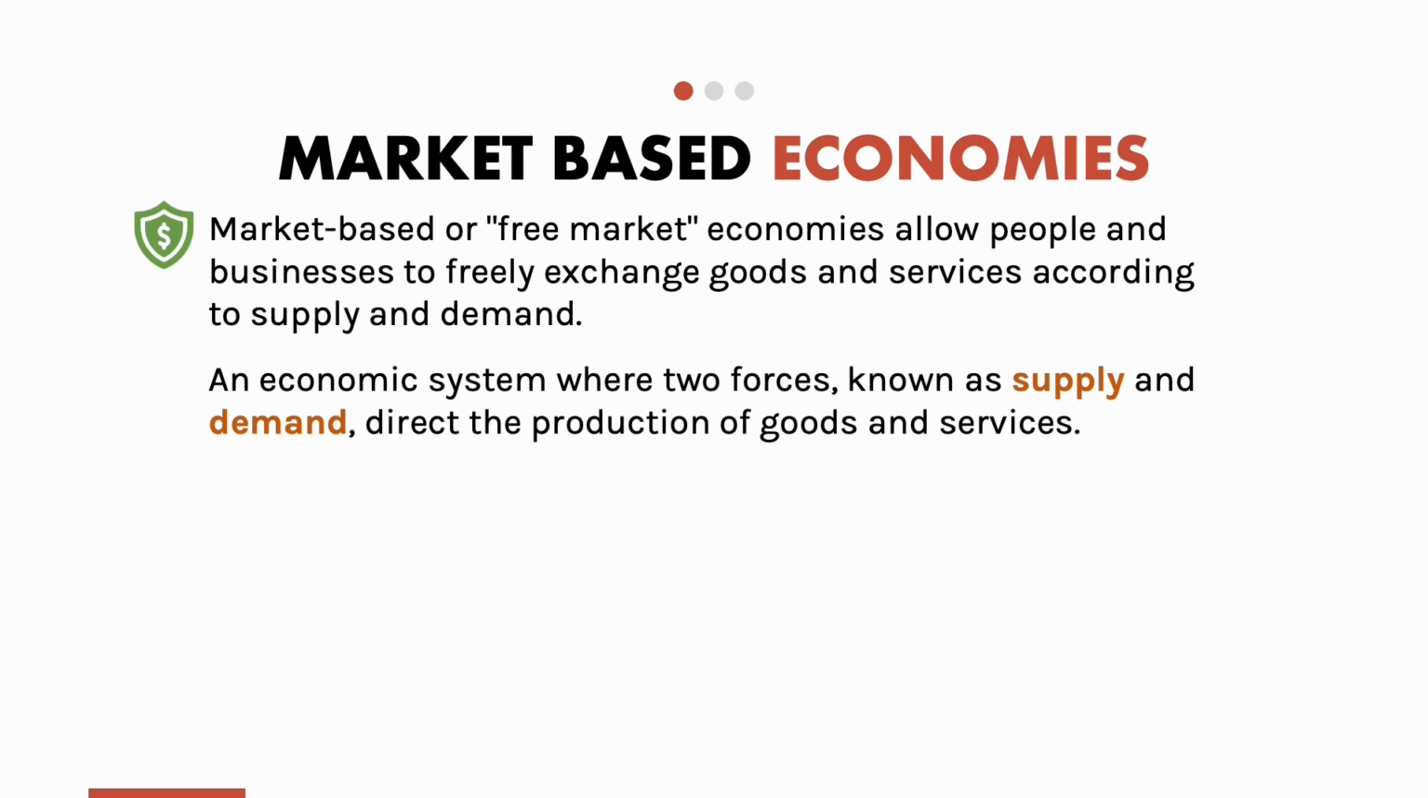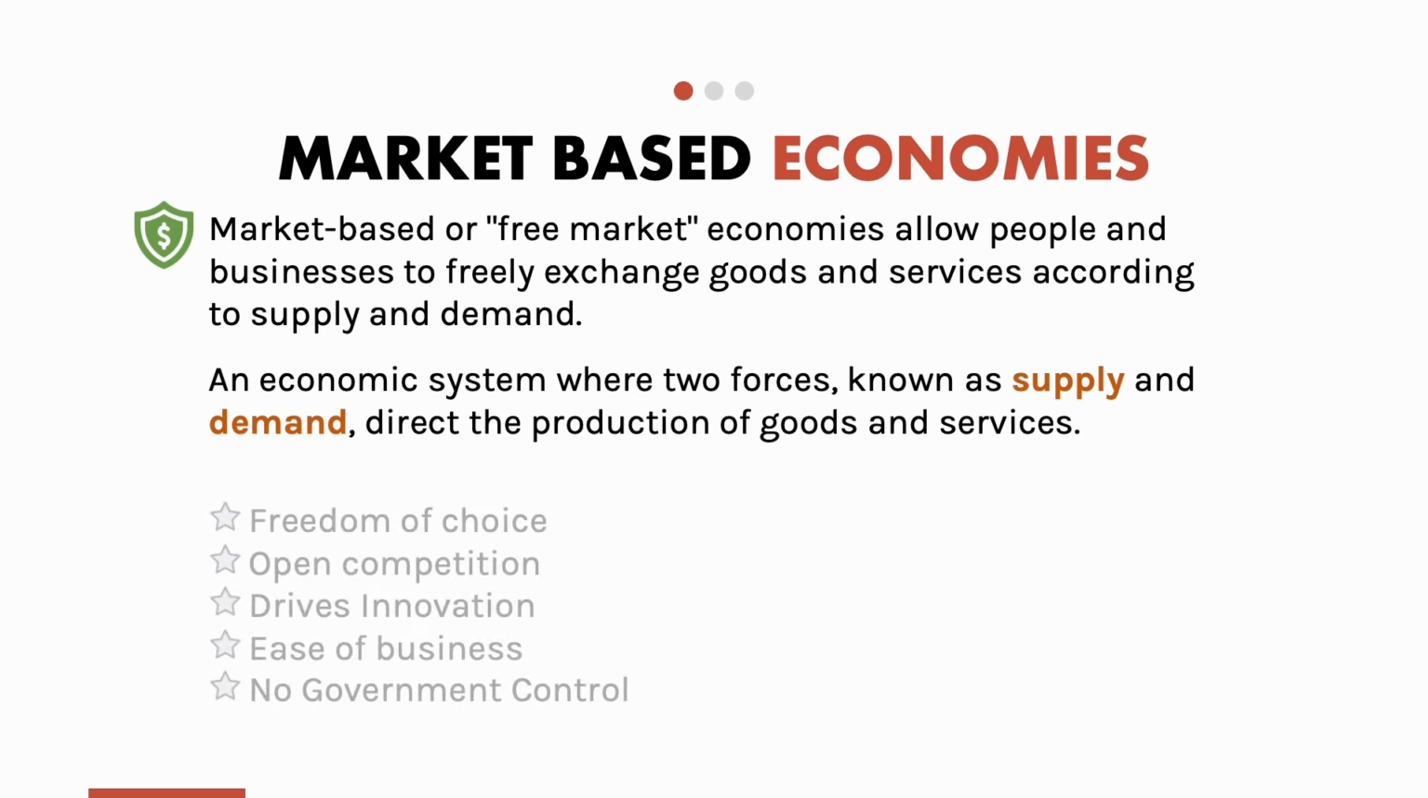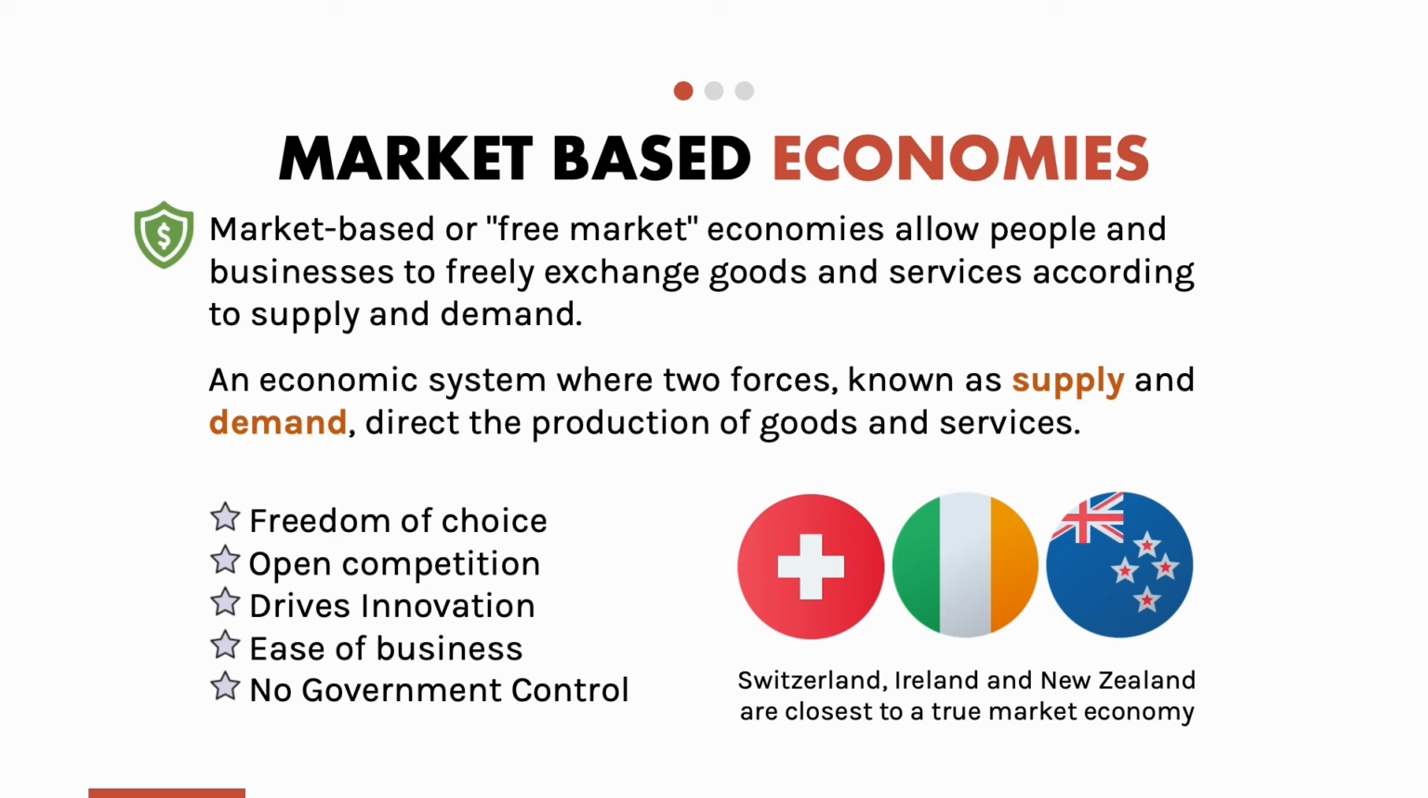Supply and demand are the two main forces in market-based economies, which drive manufacturers and service providers to make business decisions. In these economies, consumers have a freedom of choice. So for example, a consumer has an option of buying an iPhone or an Android phone. The producers are also inspired to come up with innovative products. For example, Elon Musk had an innovative idea which eventually transformed into the electric car that we all know as Tesla. Bottom line, there is little to none government control in the free market economy. So Switzerland, Ireland, and New Zealand are the closest to a true free market economy.